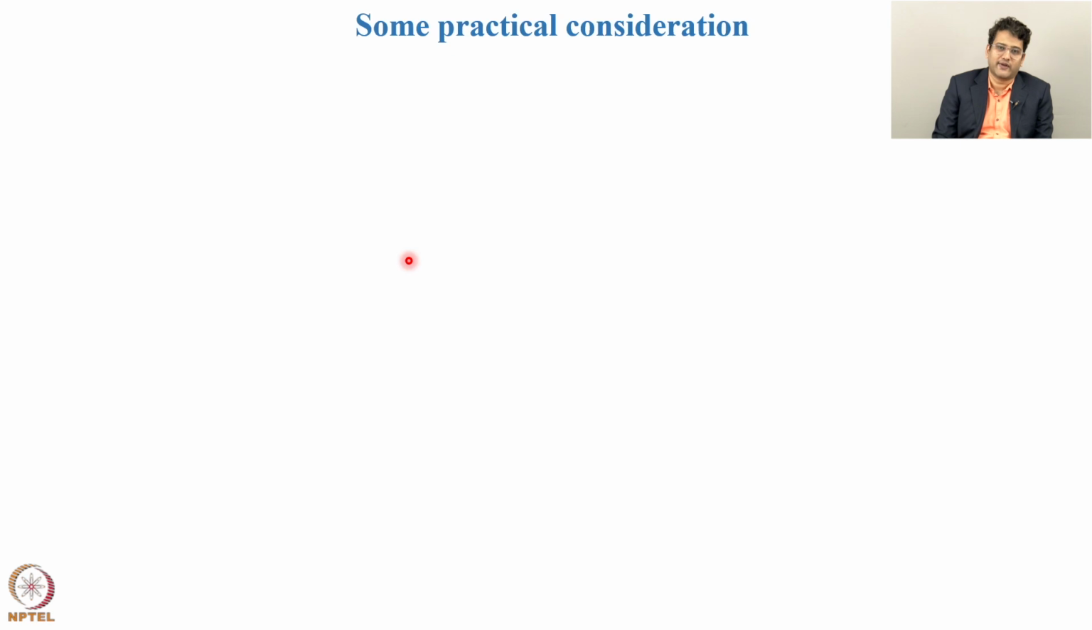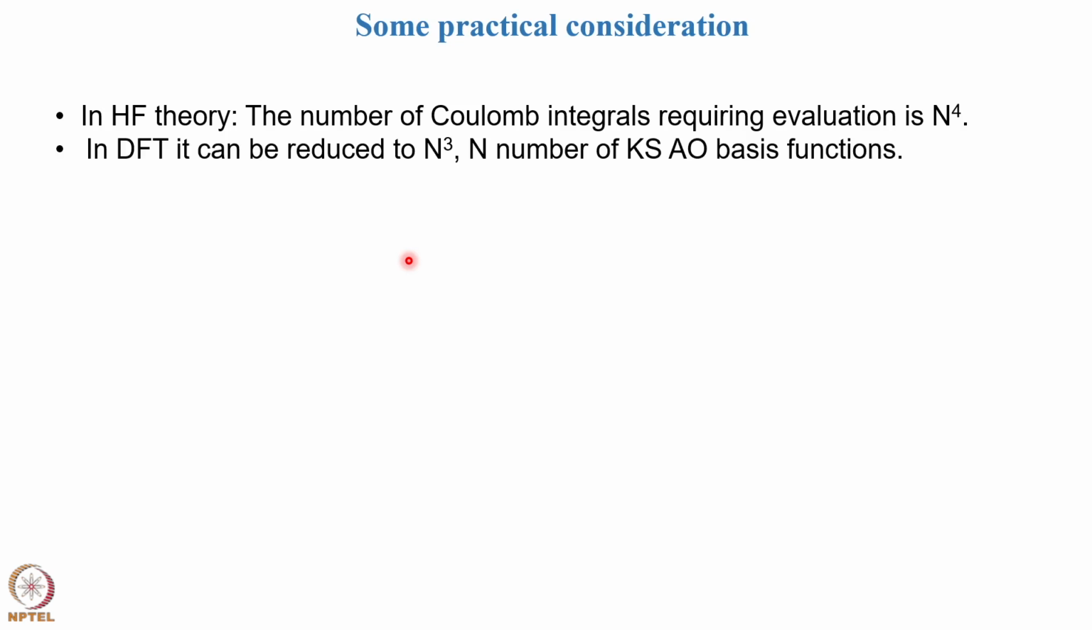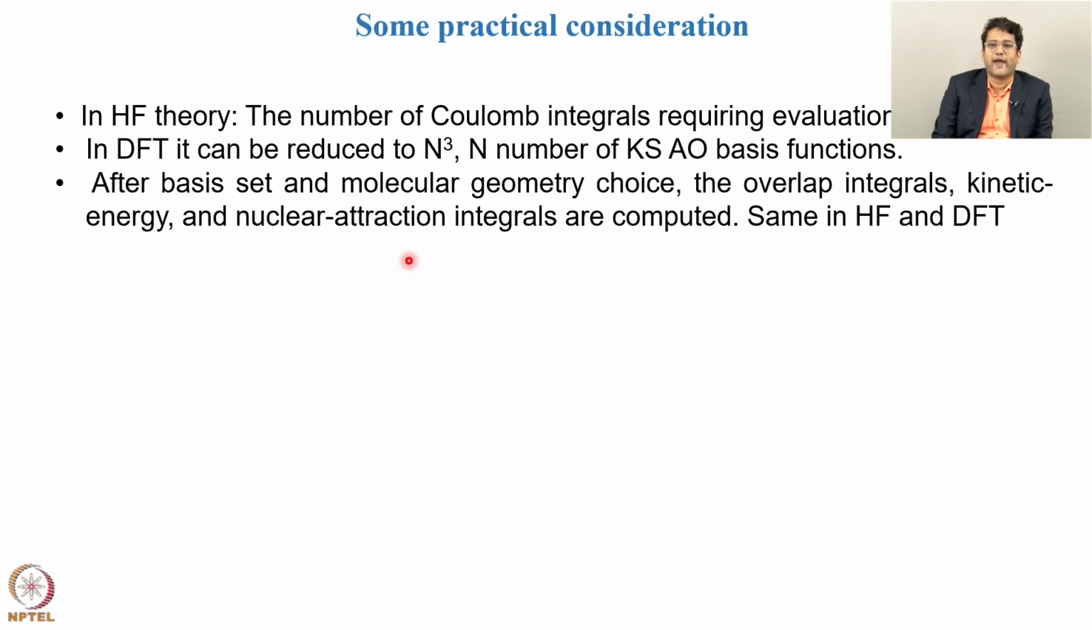Now, some practical considerations. First thing is that in the Hartree-Fock theory, the number of Coulomb integrals requiring evaluation is n to the power 4. So, as it is, the scaling is n to the power 4, we can use approximations like Rij cutoffs to reduce its formal scaling, but if I do not use any approximation, it is n to the power 4. DFT can be reduced to n to the power 3, where n is the number of Kohn-Sham atomic orbital basis functions, if you approximate it properly. And this will lead to a difference in the computational scaling for pure and hybrid functionals, because of how you are taking the exchange.